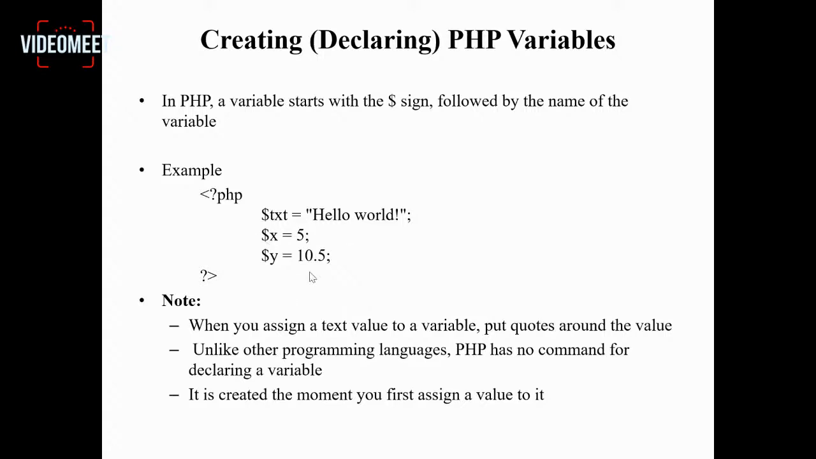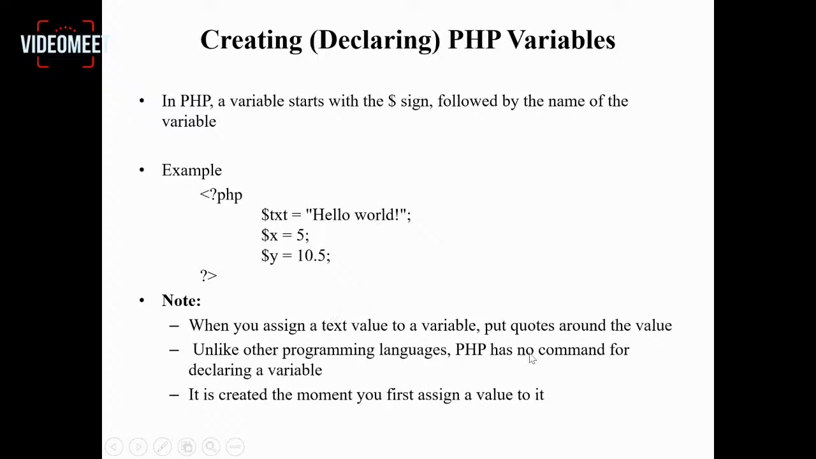Okay. So look at the note mentioned here. When you assign a text value to a variable, put quotes around the value. So that means a string value. Text is nothing but string. So if you are assigning a string value to a variable, put double quotes surrounding it.